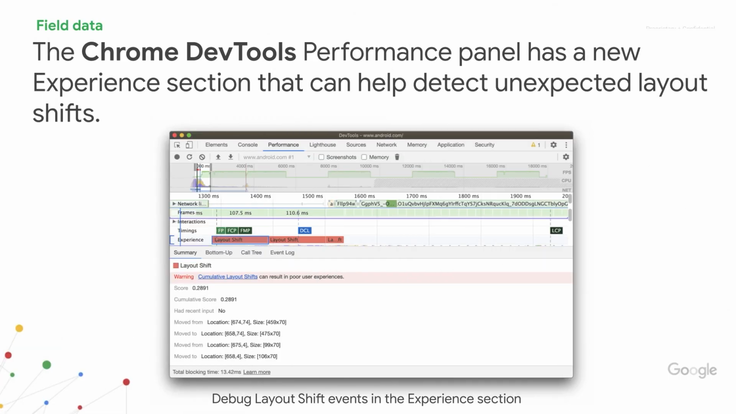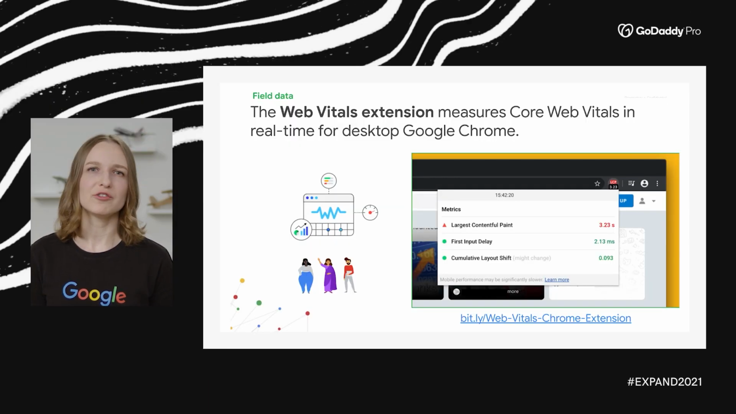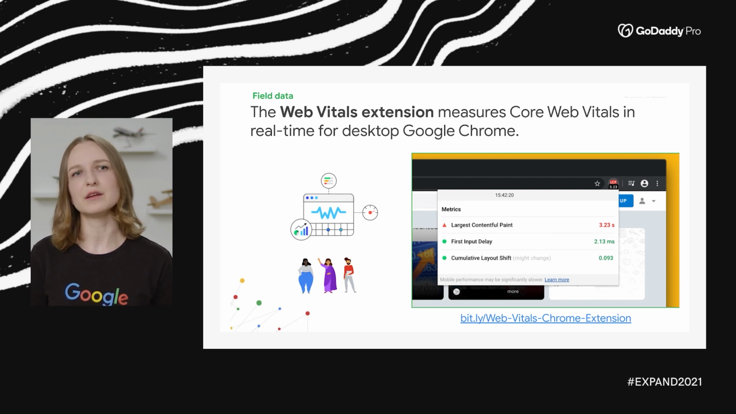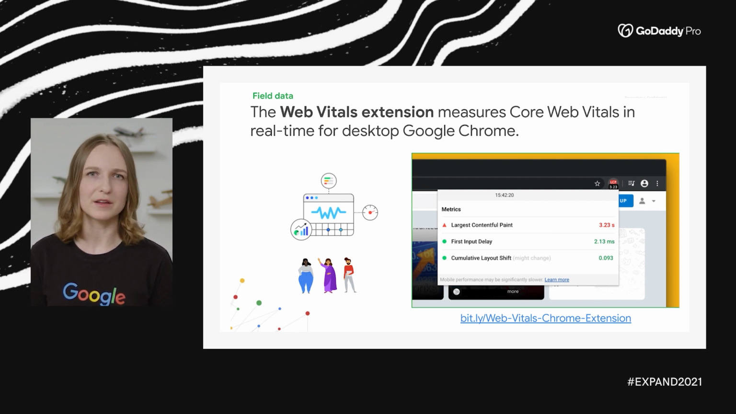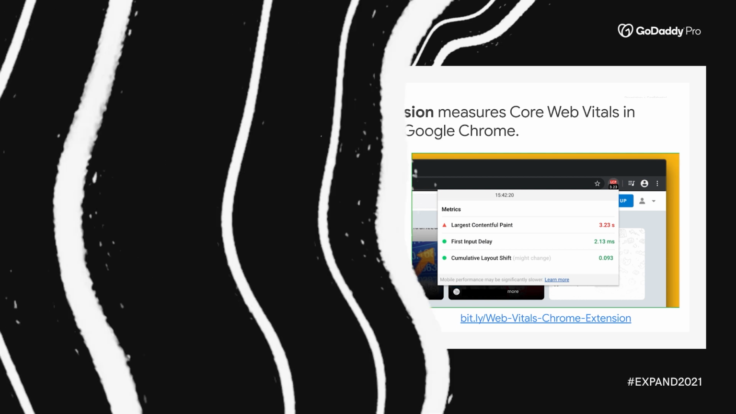For example, the Chrome DevTools Performance panel has a new Experience section that can help detect unexpected layout shifts. This will be helpful for finding and fixing visual instability on your page. And finally, in order to have a handy real-time data report for any page they visit, Lexi, Tarani, and Steve installed the Web Vitals Chrome extension. It's just helpful for catching issues early on in the development workflow. You can easily install the extension from Chrome Web Store and see the Core Web Vitals for any page that you visit on the web.